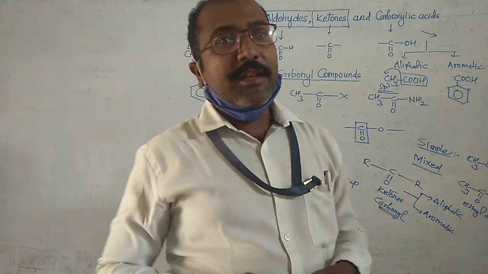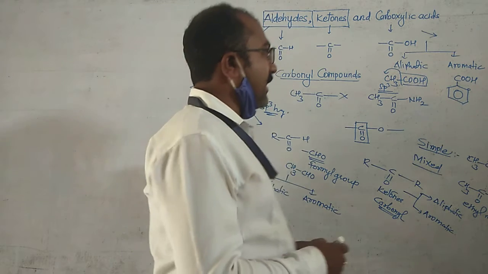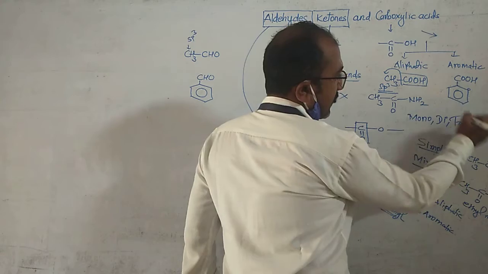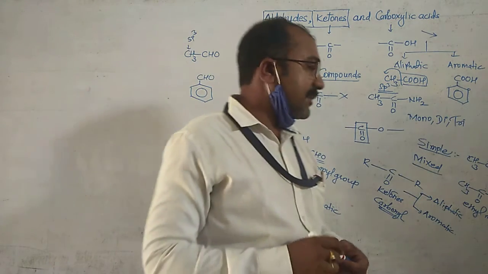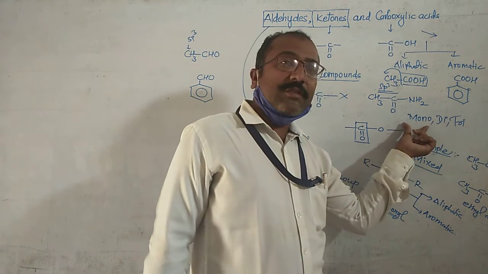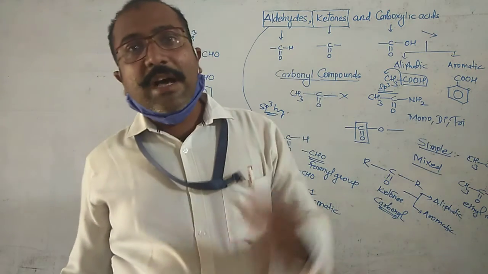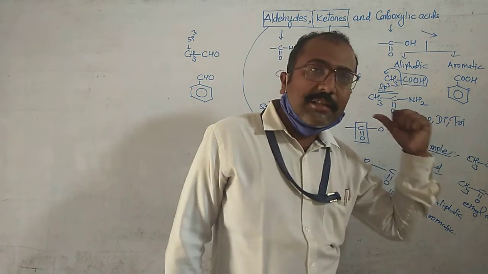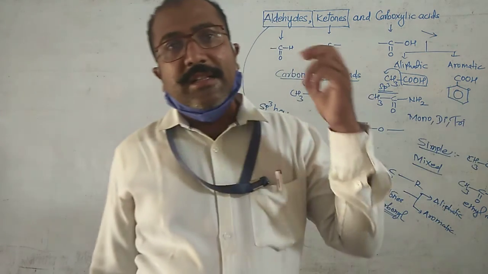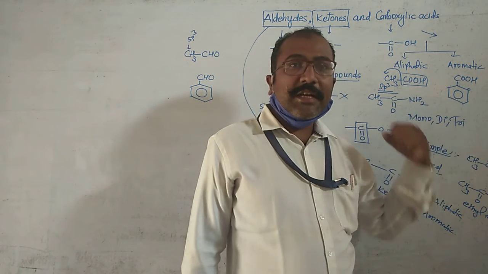Again, depending upon the number of carboxylic groups present in the molecule, carboxylic acids are further classified as monocarboxylic acid, dicarboxylic acid and tricarboxylic acid. Monocarboxylic acid means the carboxylic acid which contains only one carboxylic group in its molecule. For example, acetic acid. Di means two. The carboxylic acid which contains two carboxyl groups in its molecule is called dicarboxylic acid. For example, oxalic acid. Tricarboxylic acid means the carboxylic acid which contains three carboxyl groups in its molecule. For example, citric acid.